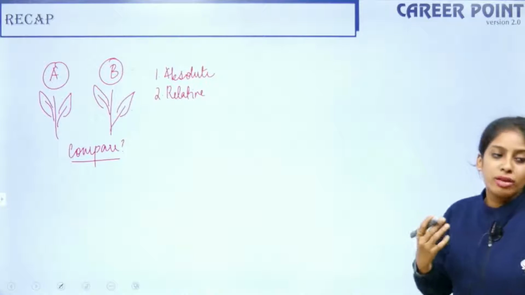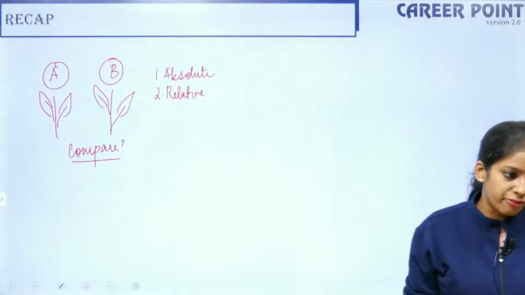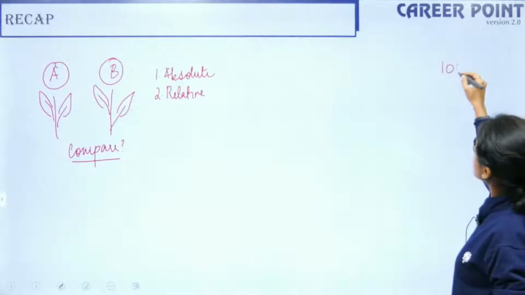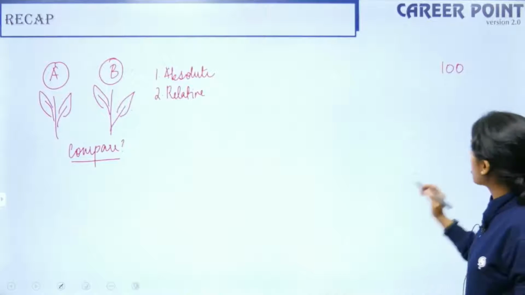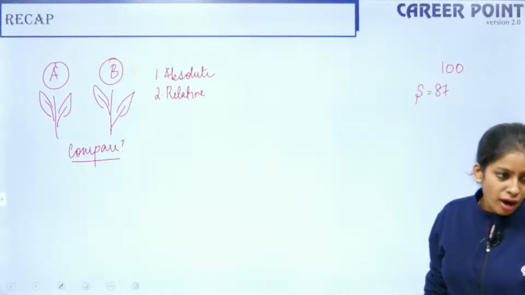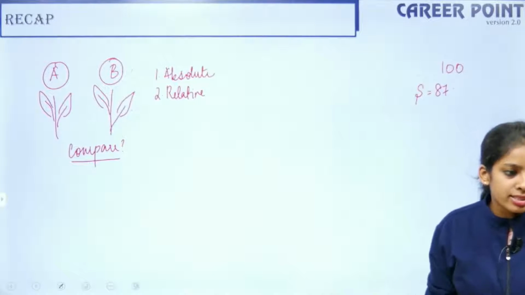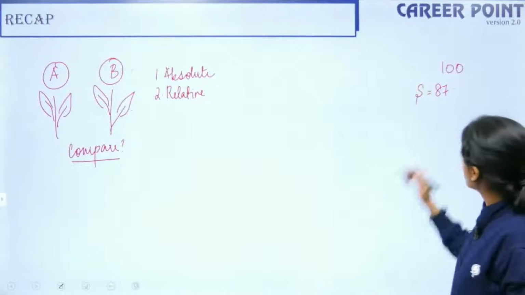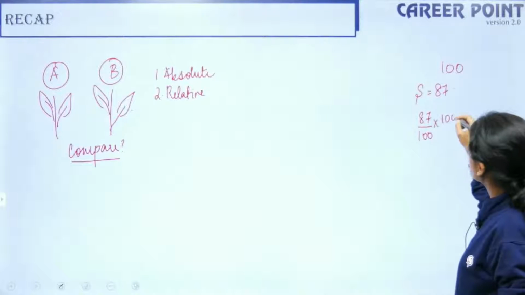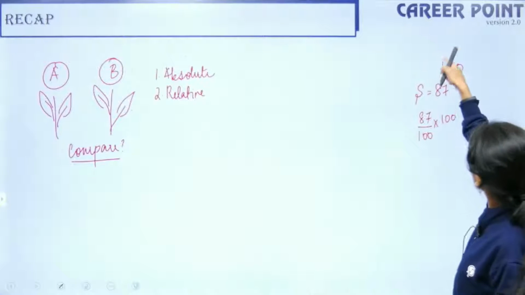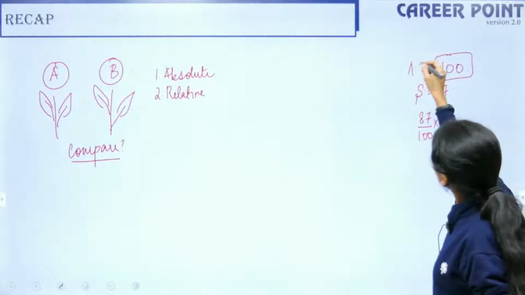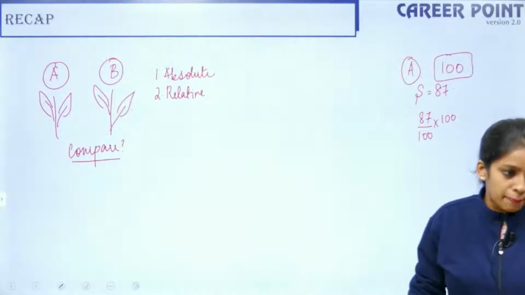Suppose I am giving a test to all of you in plant growth and development, and the total marks of the exam is 100. Suppose Shimpi scores 87 marks out of 100. So how do I calculate her percentage? It is 87 by 100 into 100. This is with respect to the total marks, so this is absolute grading, absolute comparison.